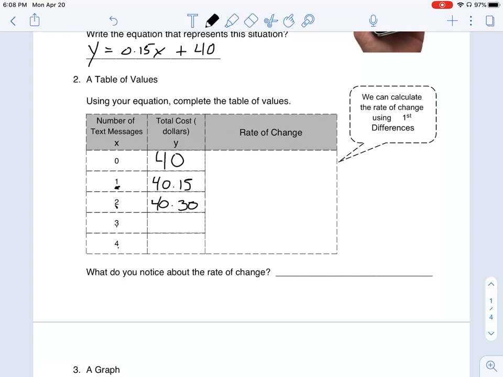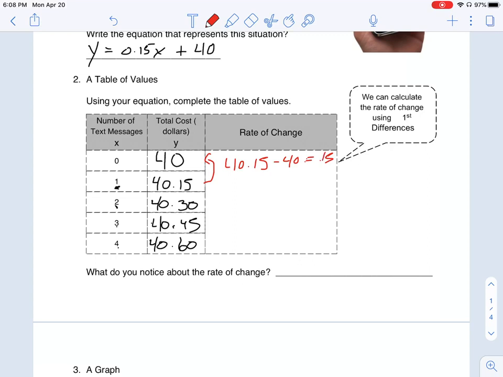And I keep plugging that in, so I'm left with 40, 45, and then this is $40.60. So we're talking about the rate of change, or the change of the y values. What is the change between this y value and this y value? Well, we can take our $40.15 and subtract 40 from it, and we would get 0.15.